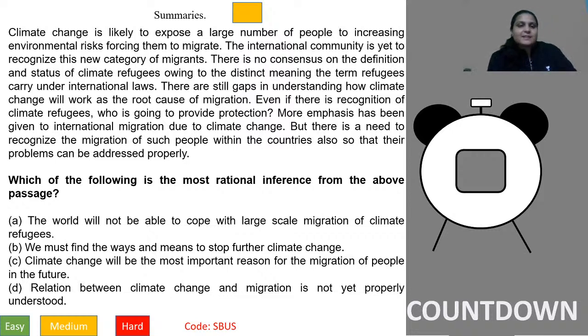As per this passage, basically, they are saying that climate change is likely to expose people to certain environmental risks which might force them to migrate, right? And we are yet to recognize the extent of the problem, that there might be a new category of migrants whose reason for becoming migrants is that there is a climate change.